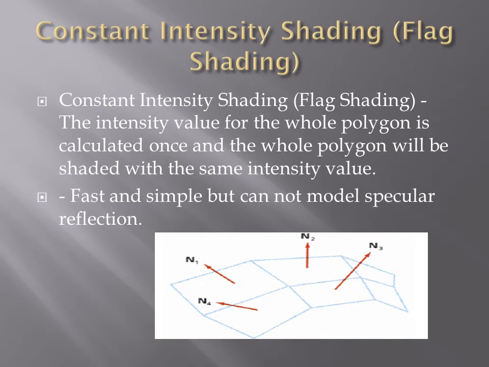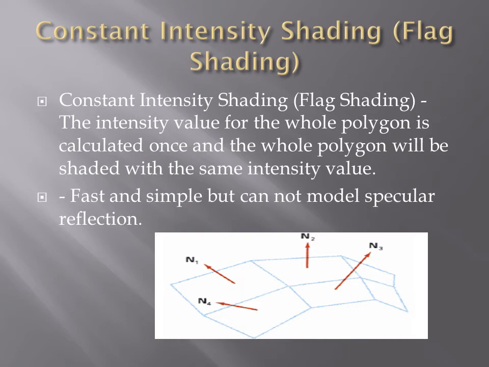One of the simplest and fastest polygon rendering or shading methods is the constant intensity shading method. It is also known by another name, that is flat shading. This method is useful for immediately displaying the general appearance of a curved surface. In the constant intensity shading method, the intensity value for the whole polygon is calculated once and the whole polygon is shaded with the same intensity value.